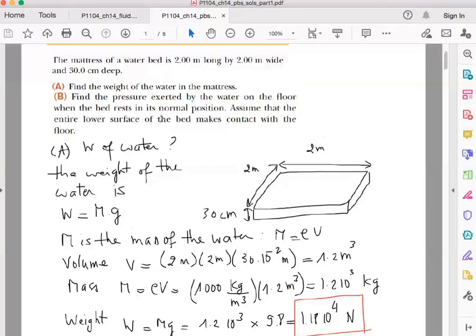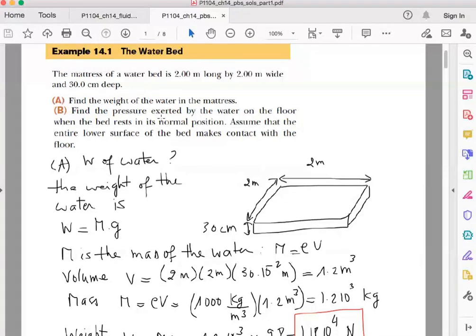So let's start first by a very simple example about the water bed. The matrix of a water bed is 2 meters long by 2 meters wide and 30 centimeters deep. So we have the following.